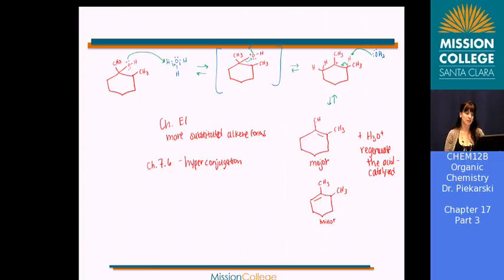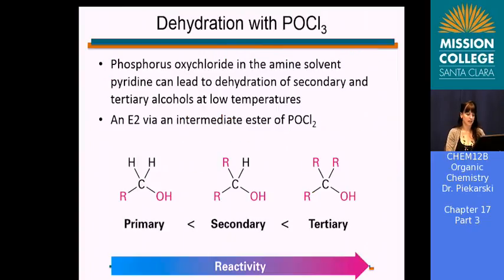So this was for tertiary alcohols. For secondary alcohols, we use a different type of reagent called phosphorus oxychloride. We do this in an amine solvent, so in the presence of a weak base. And we can dehydrate secondary, and you can also dehydrate tertiary, because if you don't want to heat your sample up, at least you can run this reaction at low temperatures. It follows an E2 mechanism, though, and we'll go through that in a second.